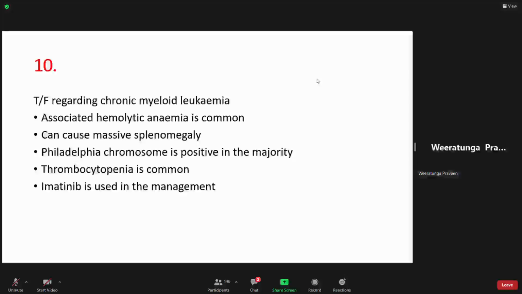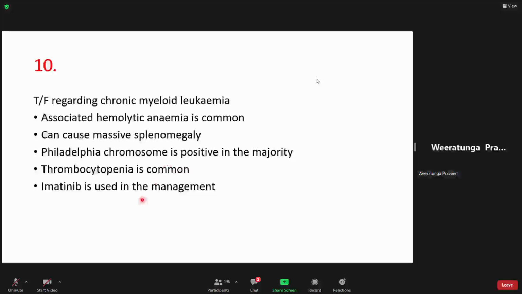Another thing about Philadelphia chromosome positive and negative CML is that Philadelphia chromosome positive people respond very well to medication, and imatinib is the drug of choice, which is a tyrosine kinase inhibitor. And you can actually see the BCR-ABL mutation level with imatinib. That's a very nice thing and used for treatment monitoring. So that's called BCR-ABL transcript level monitoring.